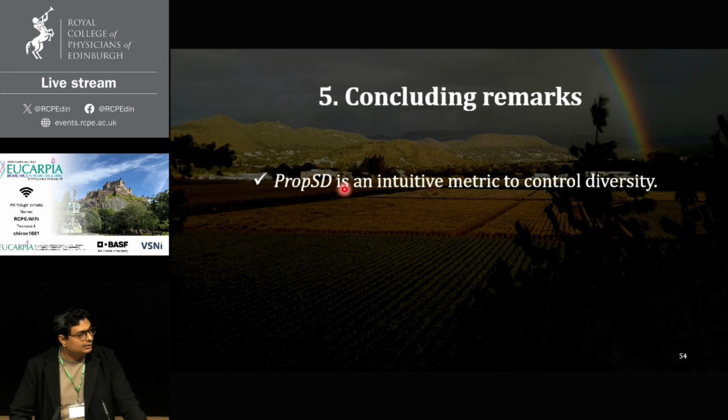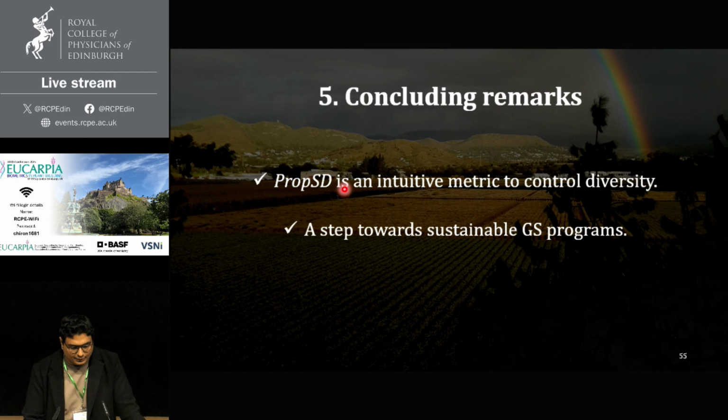Finally, to sum up, we propose probability as an intuitive metric that could be used for different breeding schemes and populations. And we showed that simple modifications in a single critical stage in breeding schemes could make a huge difference to achieve genomic selection programs that are sustainable.